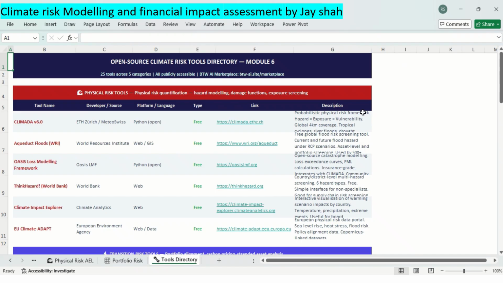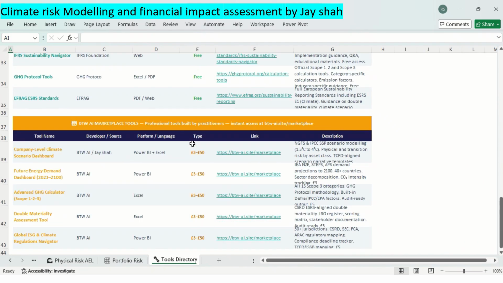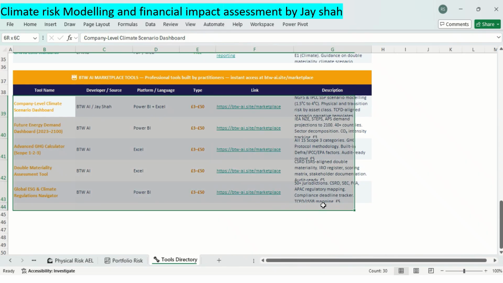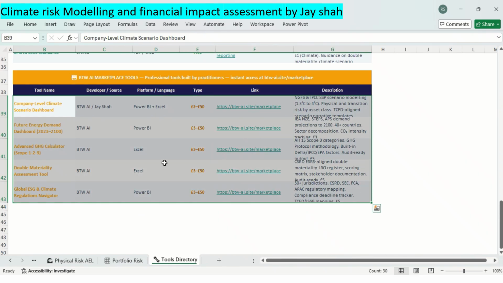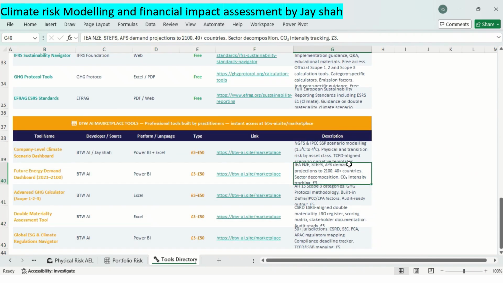And finally, the last part, this is the tool directory I will share in the Word document. The tool directory is a reference sheet with no formula, that is a list of 25 open source and low cost climate risk tools, including my tools as well, across the five categories: physical risk, transition risk, scenario data and modeling, and disclosure and reporting tools, and also the Build the World AI marketplace tools. For each tool it shows name, developer, platform, language, and whether it's free or not, and you can utilize those kinds of tools. These are very cheap, starting from 3 to 50 pounds, and you can definitely utilize those tools from the website.